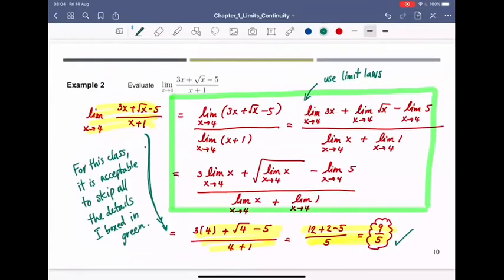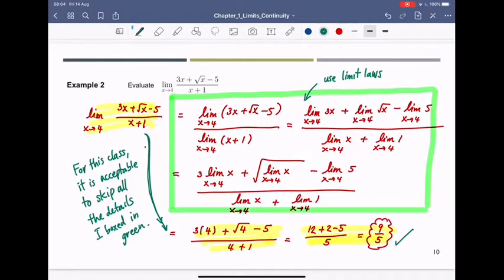So when I ask you to do limit problems, you can start by writing the given problem, and then you can just skip the step that I box in green here, and just show your work by showing the one that I highlight in yellow. That's all we need for using limit laws.